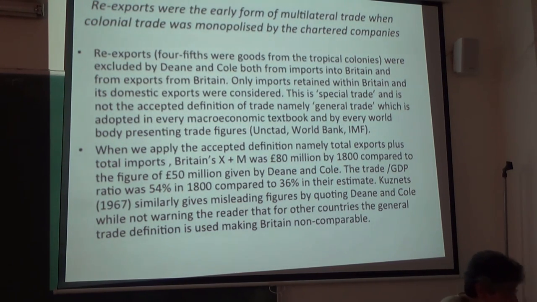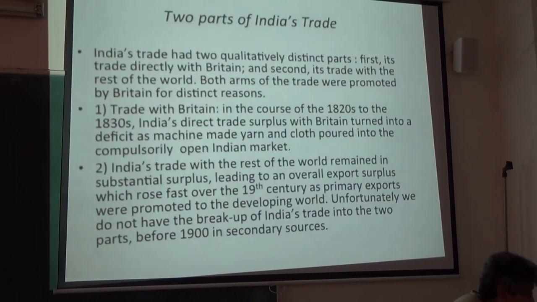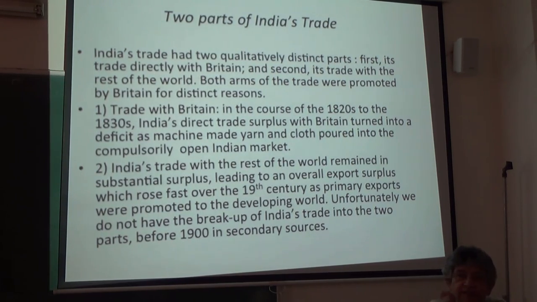Now, the period I'm talking about, I need to study very carefully because I don't really know how accurate these data are or whether they're being aggregated properly. So, re-exports were the early form of multilateral trade at the time that colonial trade was monopolized by the chartered companies. But the same principle continues when the monopoly ends. Now, our economic historians have not got to the point that I'm stating, and there is a very simple reason.